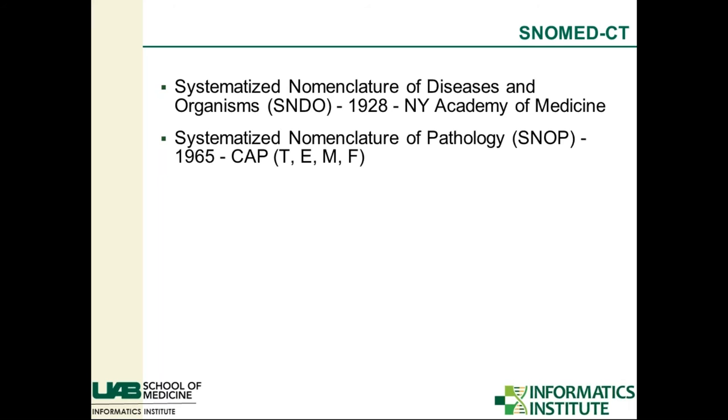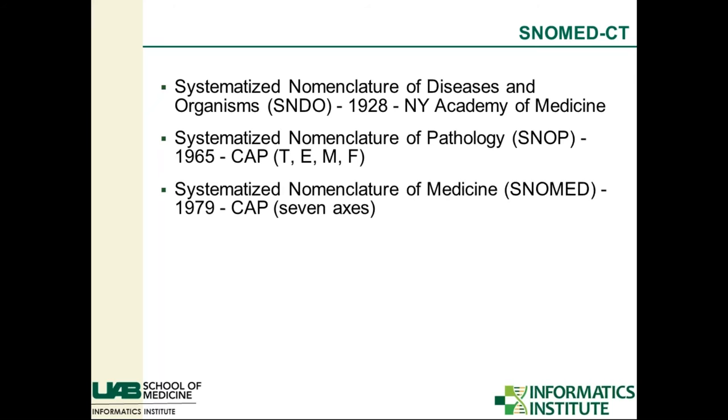And what they would do is they'd say, okay, what did I see under the slide? Well, I'm looking at a piece of the liver, and I'm seeing bacteria, and I'm seeing inflammation, and I'm seeing obstruction of the bile ducts. And so those were the T, E, M, and F, and they would describe the slides that way with the idea that then you could go and say, well, find me all the slides that show inflammation in the liver, and they could go and pull those slides.